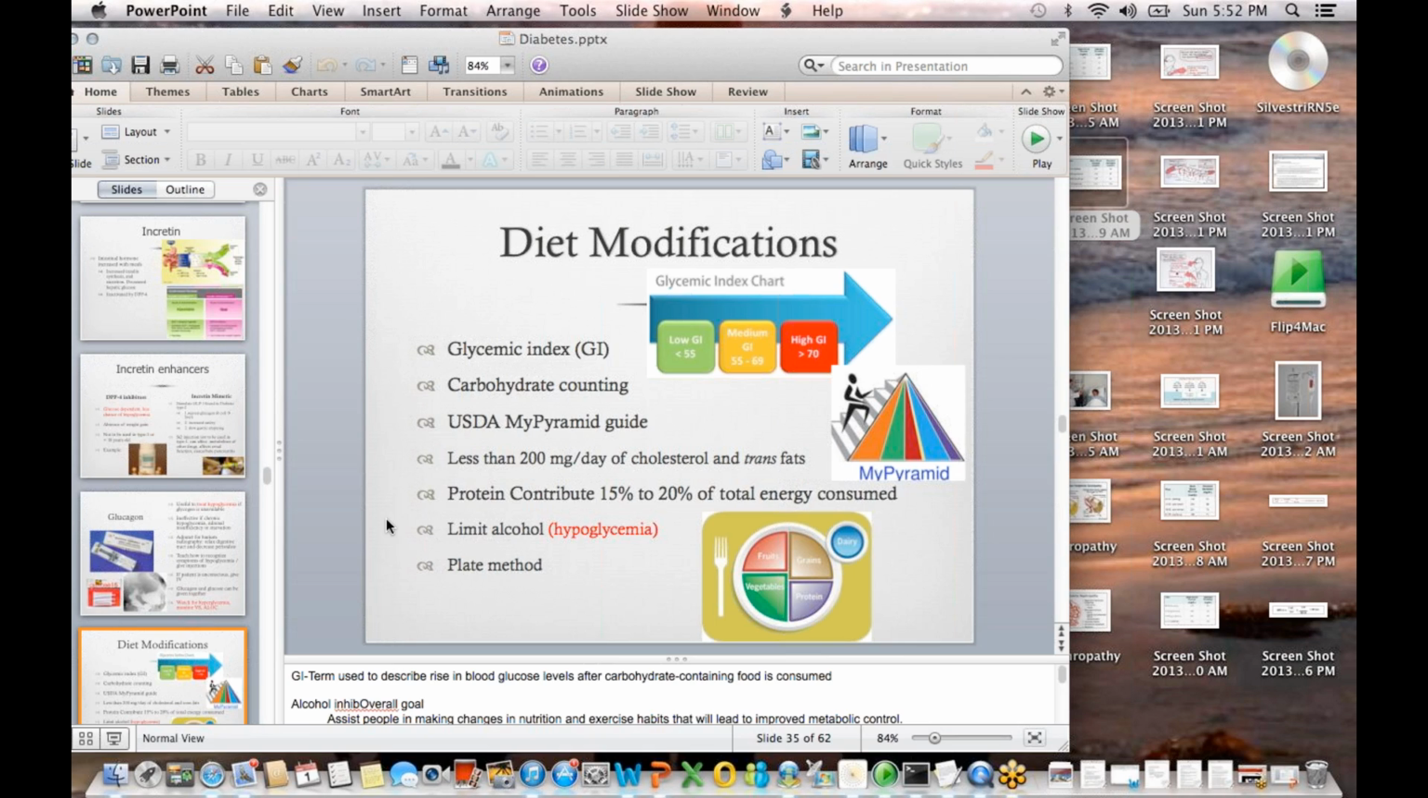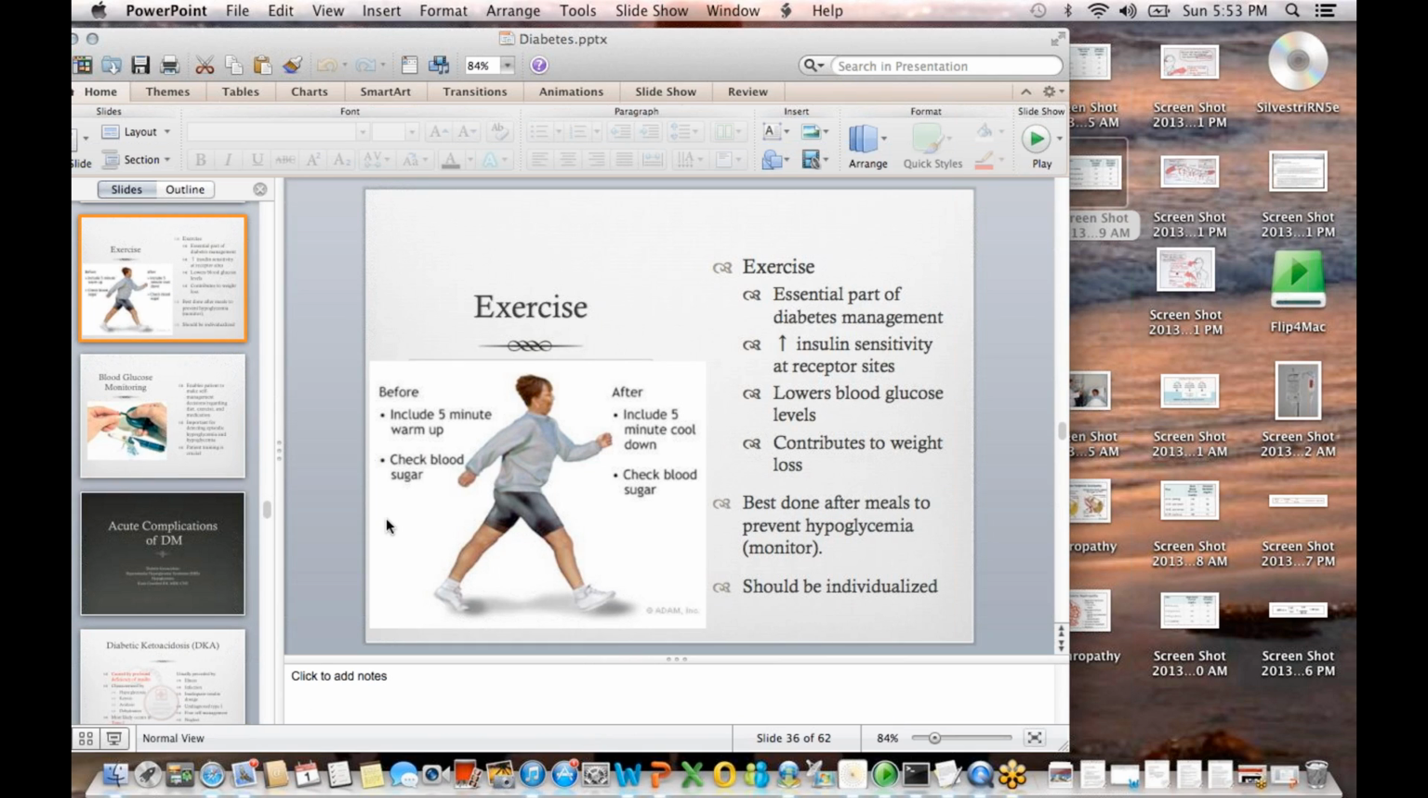Diet modification is as important as far as teaching your diabetic patients, especially type 2 diabetics, to modify their diet to decrease their glucose levels and try to keep that under control. There's a few different things that have been developed, like carbohydrate counting, glycemic index, and the pyramid. They're all different diet considerations to help lower blood sugar levels. You want to have them limit their alcohol. The My Plate method is the picture right here, just to help them understand different portion sizes and to watch their diet.